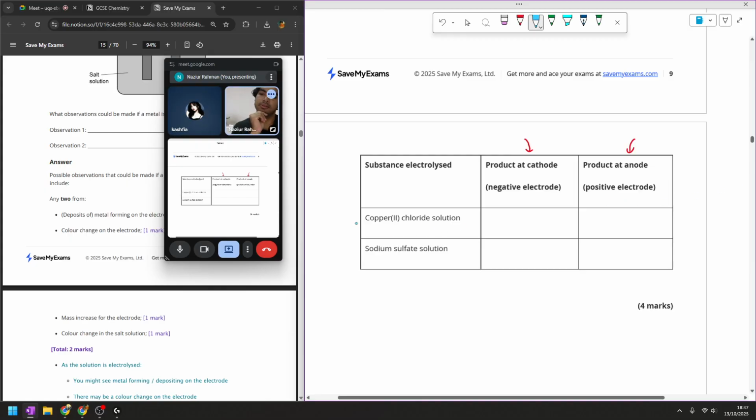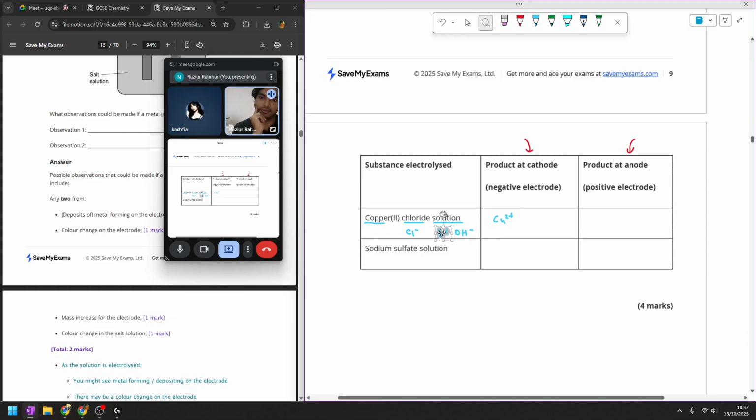So start off by splitting up into the ions. So copper chloride solution. So you make copper ions, chloride ions, and then from the solution you make hydrogen ions and hydroxide ions, right? So the ions you're going to have are copper, chloride, H plus, OH minus, right? So where would the positive ions go? To the cathode or the anode? Cathode. Yep. So the positive ions go to the cathode.